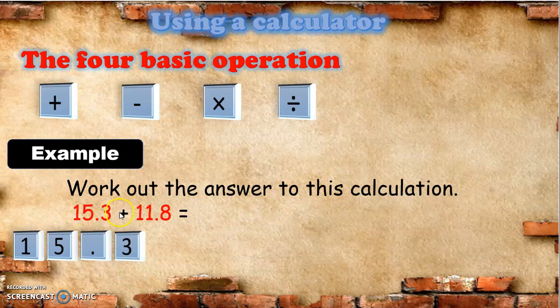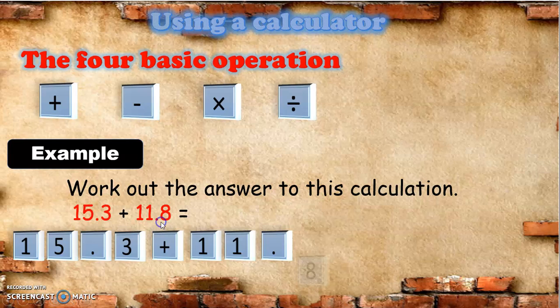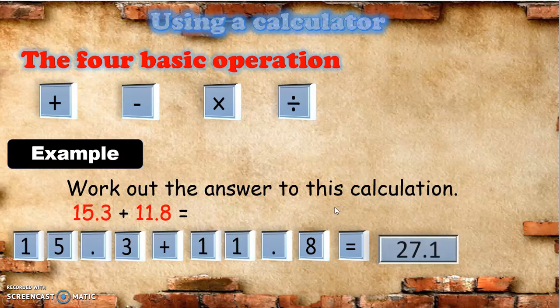After that, go to the operation, which is the plus. After the plus is the next number, so you need to press it one by one also. So press the 1, press the 1 again, and then point, and then 8. And the last thing that you need to press is equal. After you press the equal in the calculator, it will give you the answer like this.